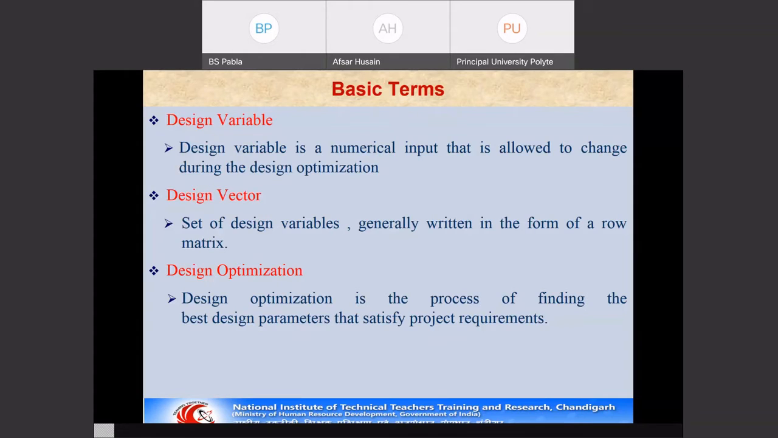Design optimization is the process of defining the best design parameters that satisfy project requirements. So it may be design optimization, it may be machining optimization. It is a problem of optimization.